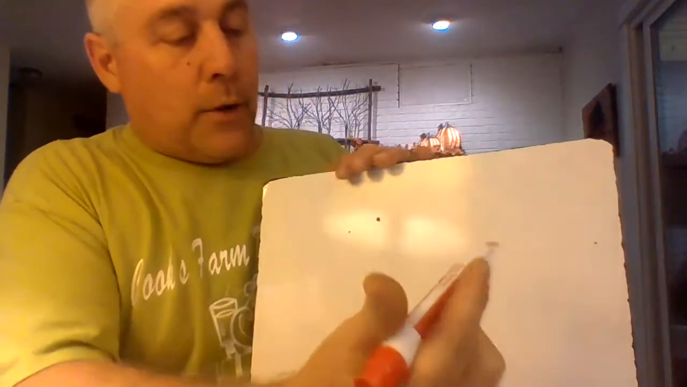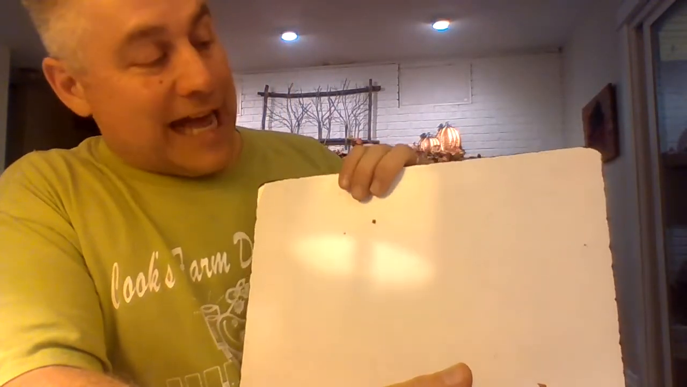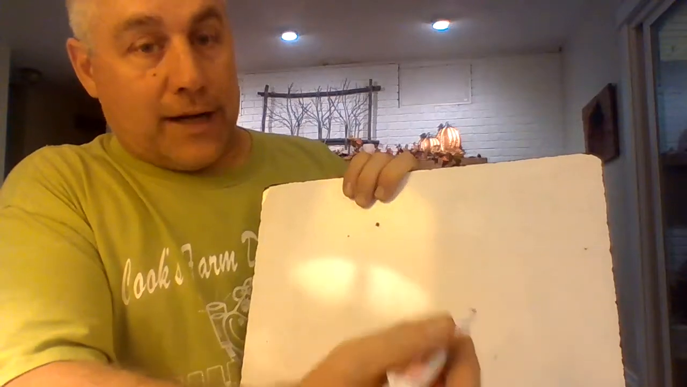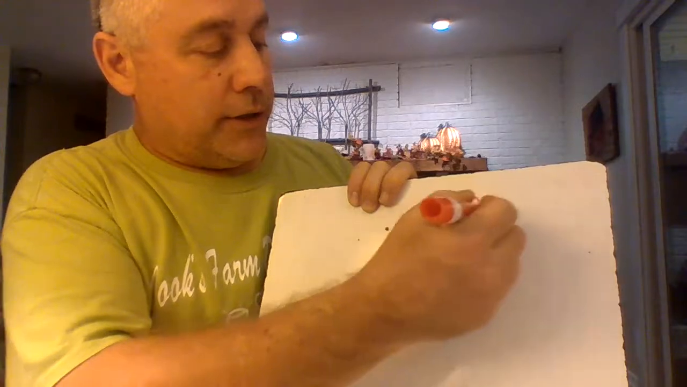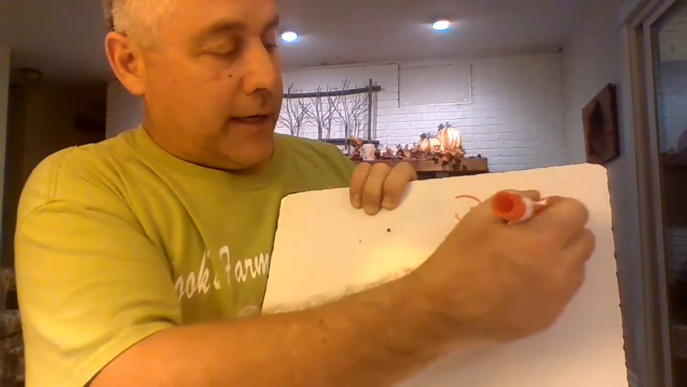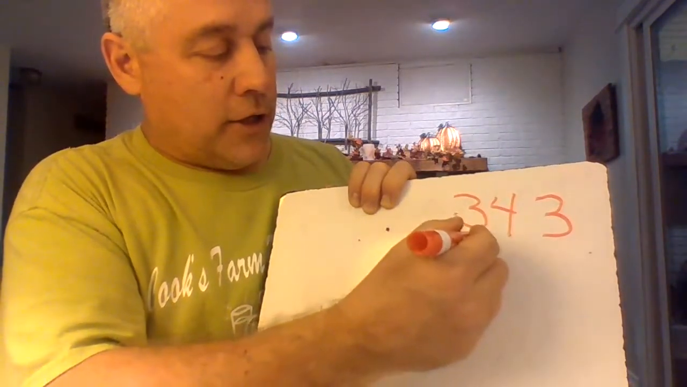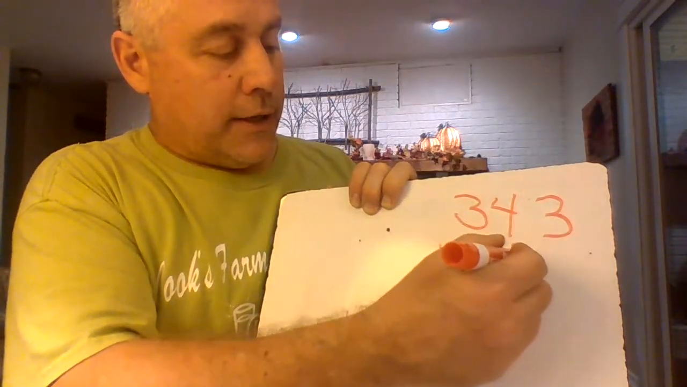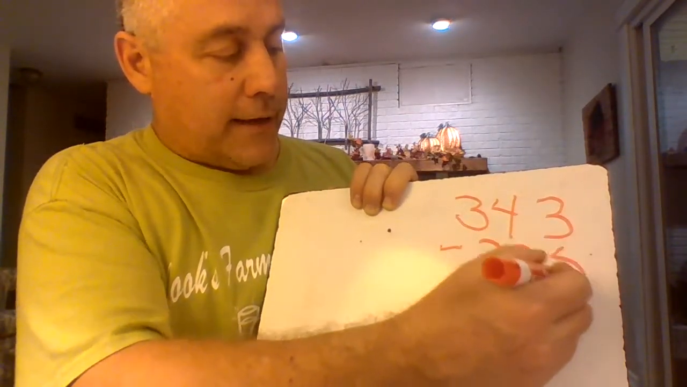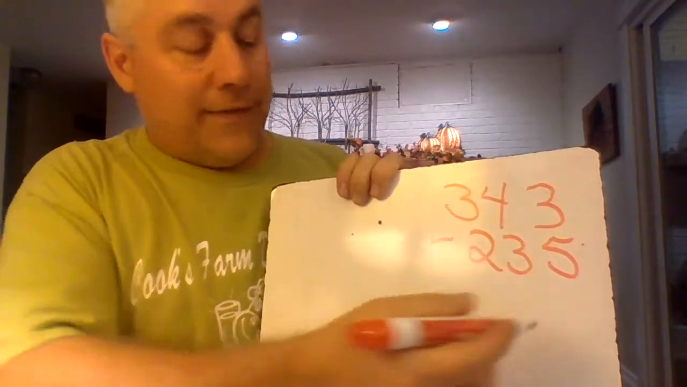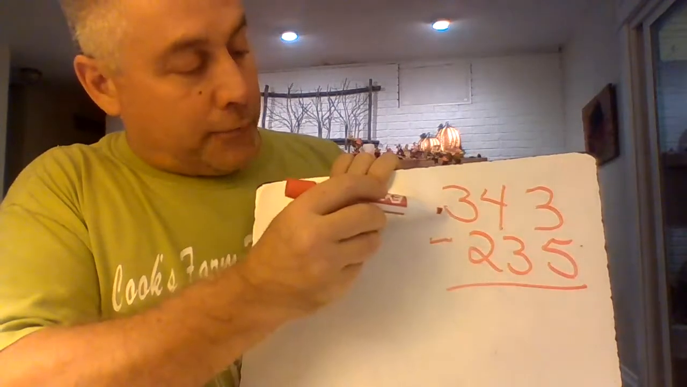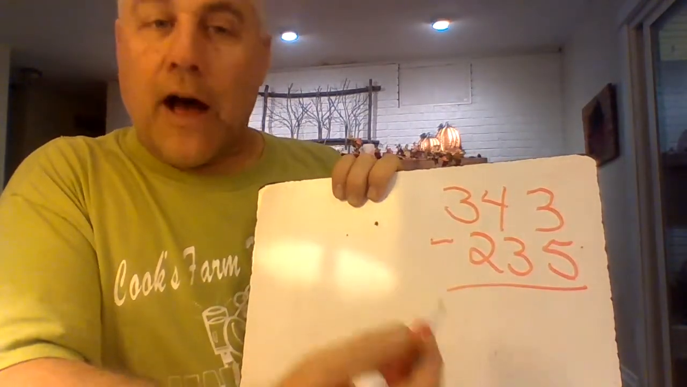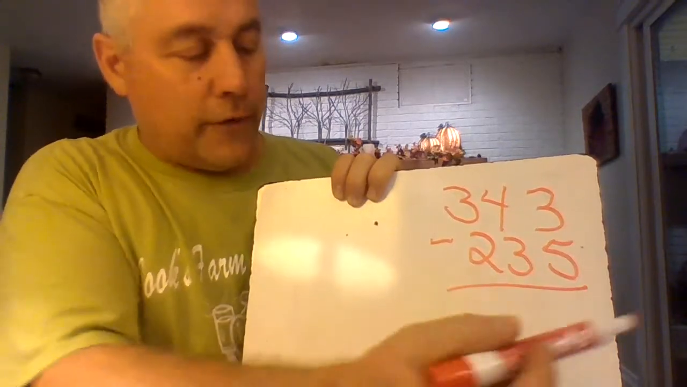Now, sometimes it works out, though, that you do not have the right number on the bottom. So, for example, I'm going to take 343, and I'm going to subtract 235. Now, in this case, when I'm trying to do this problem, 343 is bigger than 235, so it's okay. I set it up correctly, but look over here.